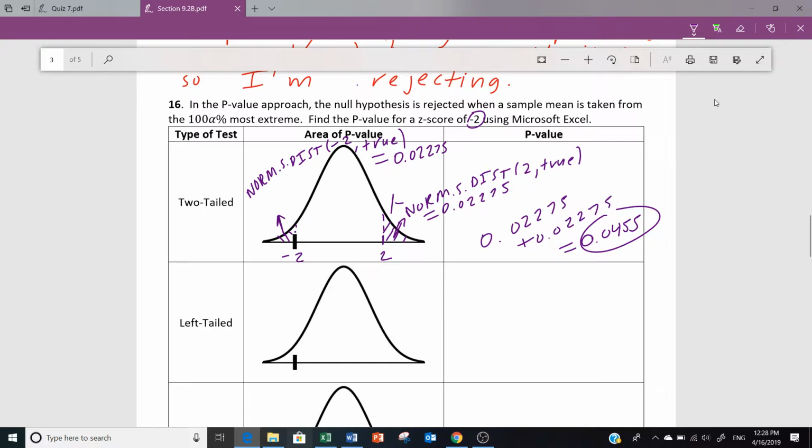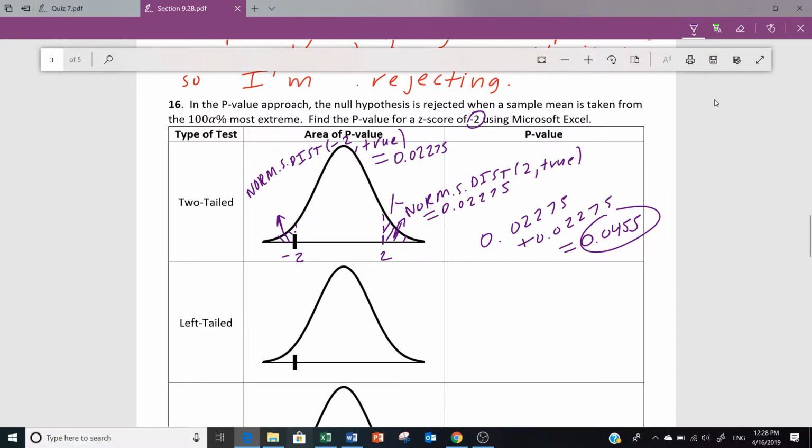Same area. Some of you are noticing, do you really have to do both of these? I just did NORM.S.DIST for the left and 1 minus for the right. That's true, but for a value like 2 it's symmetrical, so they come out to the same value. Because we're using the normal distribution, we could have just done one of them and then multiplied it by 2. I don't recommend doing that though, because usually what happens is people make mistakes and get numbers like 0.9.